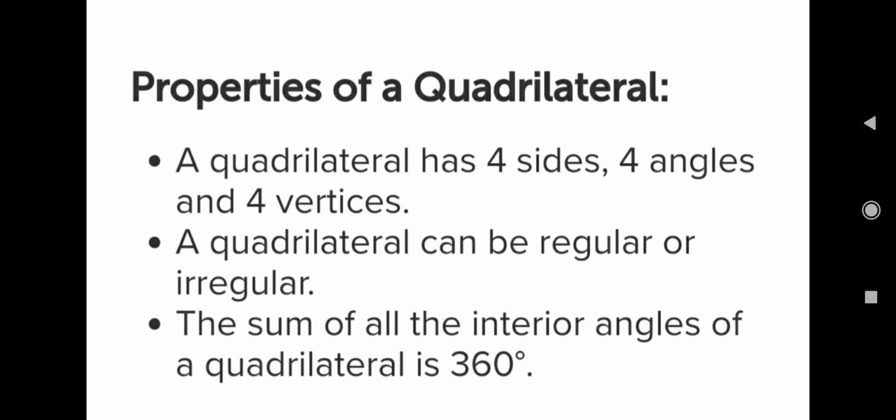And about the angles of a quadrilateral, the sum of all the interior angles of a quadrilateral is 360 degrees. So a quadrilateral is a figure having four sides, four angles and four vertices. The total of all the interior angles of a quadrilateral is always 360 degrees, and a quadrilateral can be either regular or irregular. That is, the lengths of all the sides may be same or they might also not be same.